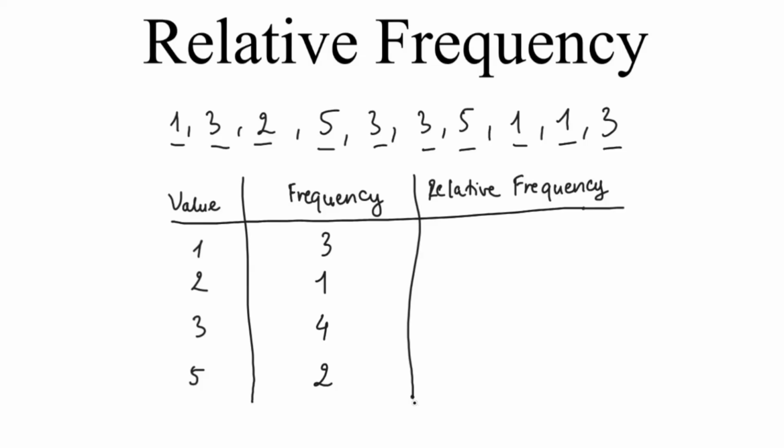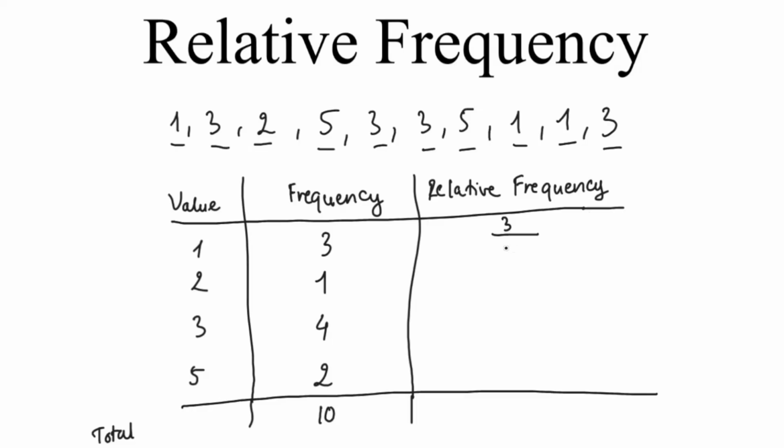So the relative frequency. Okay, from here, the total frequency is 3 plus 1 plus 4 plus 2, which is 10, right? So the total frequency is 10 because you add all of them up. So you remember that the relative frequency is the frequency of the value over the total frequency. So we're going to use the number 10 in this case. So the relative frequency of the value 1 is 3 over 10. The next one is 1 over 10, right? And the next one is 4 over 10.